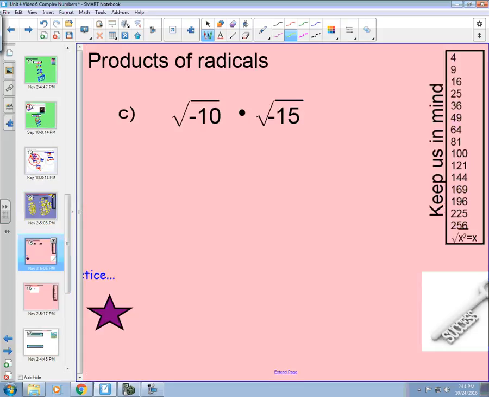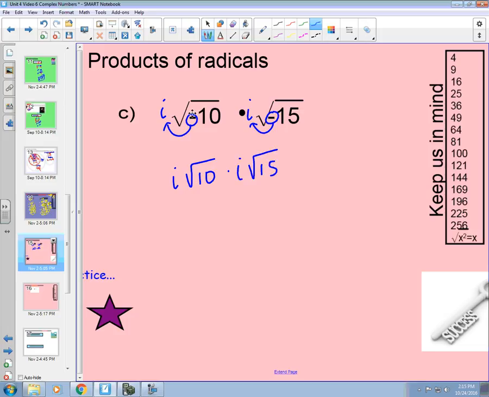All right, let's keep going on your notes. C, okay, on this one, the square root of negative 10 times the square root of negative 15. Okay, now something interesting is going to happen here. Both of these are imaginary numbers in that we got the square root of a negative. So let's do like we did before, turn that and that into i. Okay, so now we got i square root of 10 times i square root of 15.